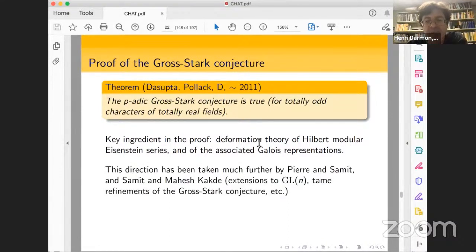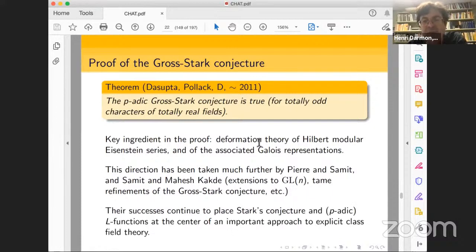And that direction has been developed much further later by Pierre and Samit, who introduced extensions of these kinds of constructions to the setting of GL_N. And then Samit and Mahesh Kakde, who've done wonderful work on tame refinements of the Gross-Stark conjecture. So there's been a fantastic amount of recent work in this direction, which I won't have time to do justice to in this lecture. It would be the topic for another talk, but I do want to say that these successes continue to put Stark's conjecture in the center of a very important approach to explicit class field theory based on the leading terms of L functions, p-adic and classical.